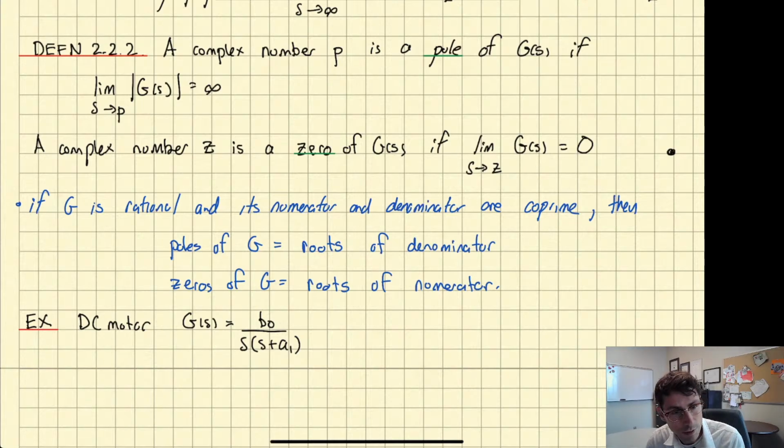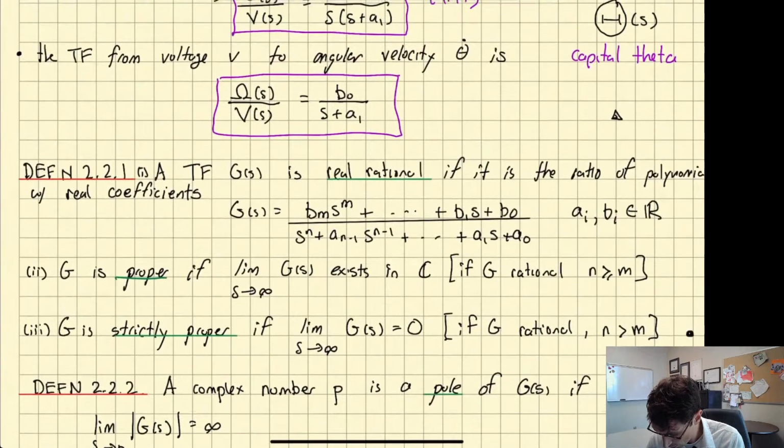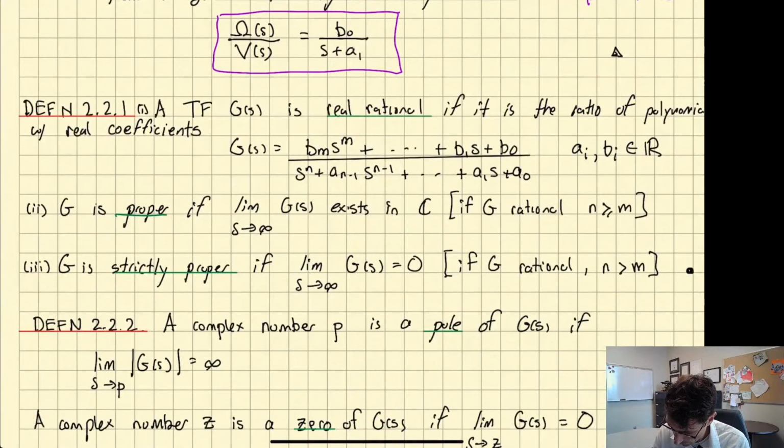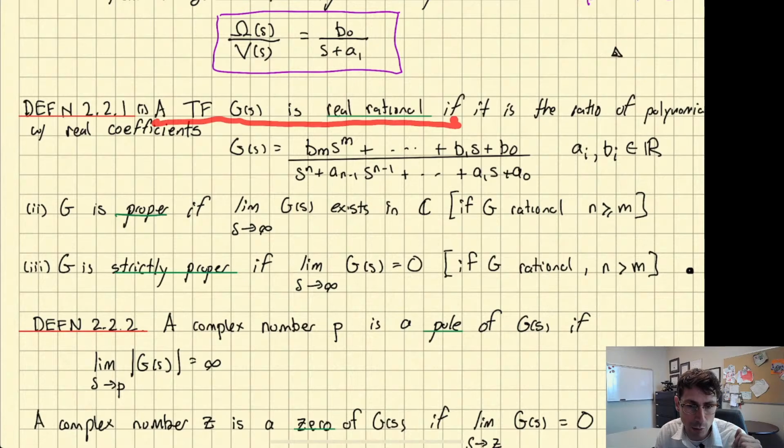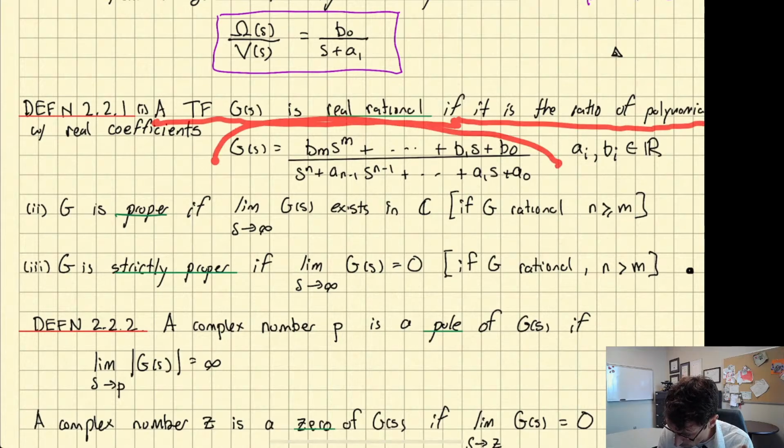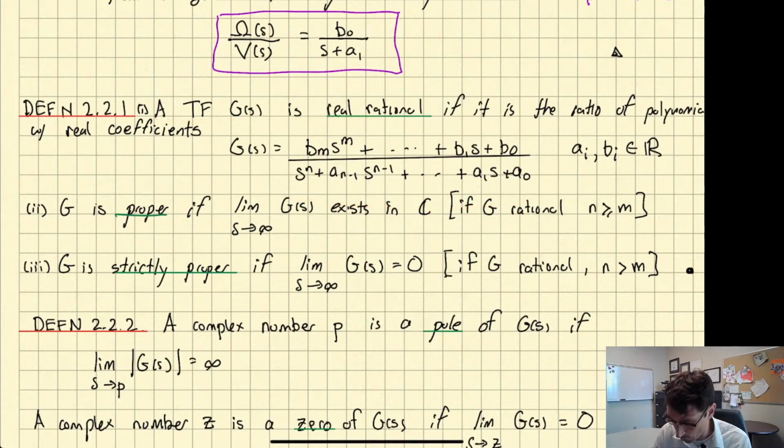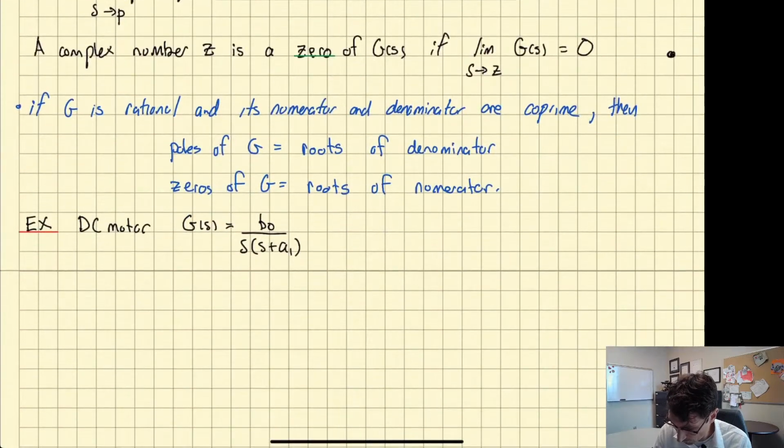The question is, what is it for G to be rational? A transfer function G of s is rational if it's the ratio of polynomials. So it has this form. Let me just do an aside here.